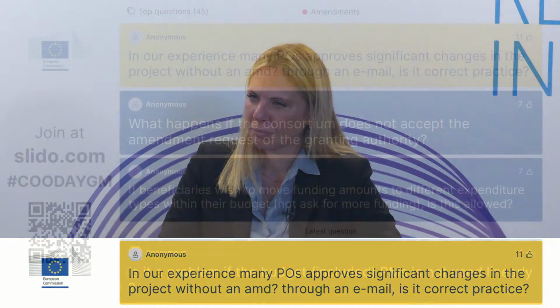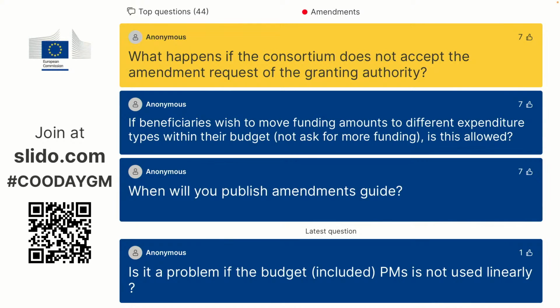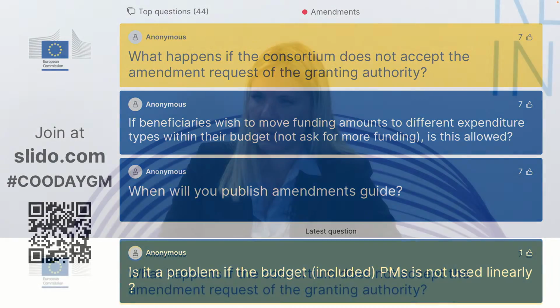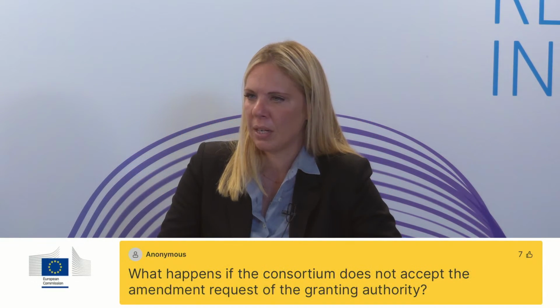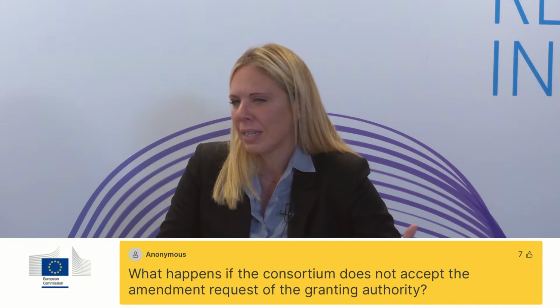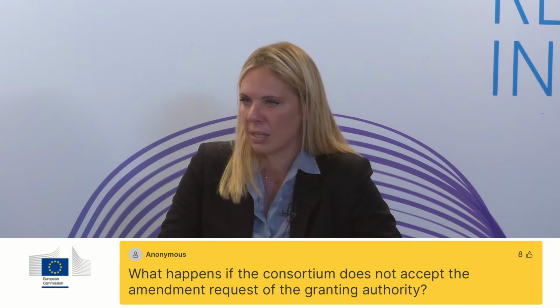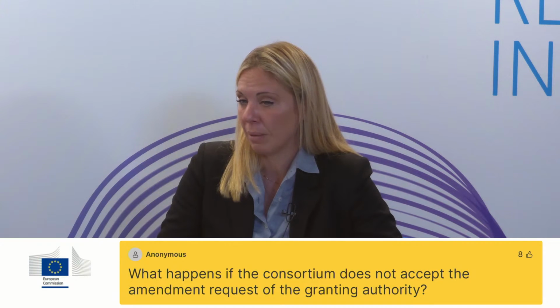Okay, next one. What happens if the consortium does not accept the amendment request of the granting authority? Within the same time limit of 45 days, you can let us know that you don't agree and the reasons why. So in practical terms, it's a rejection from your side of an amendment request.